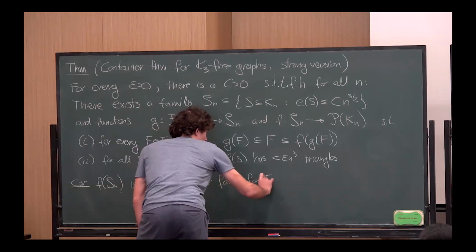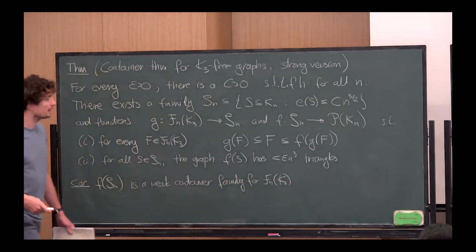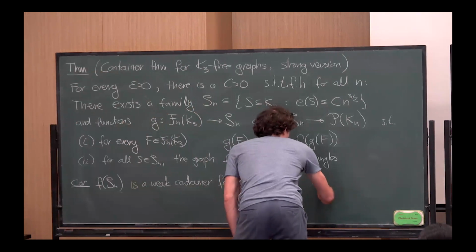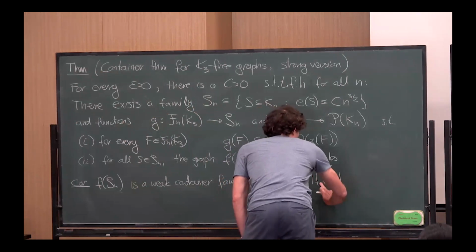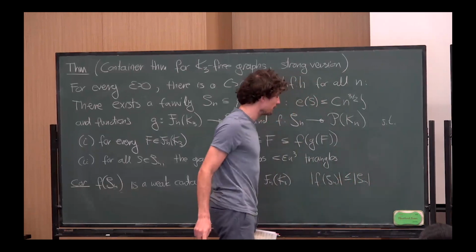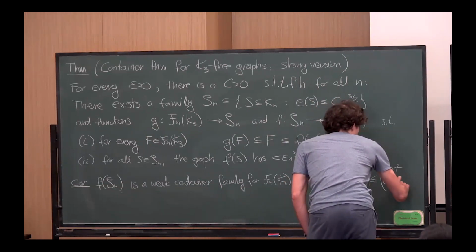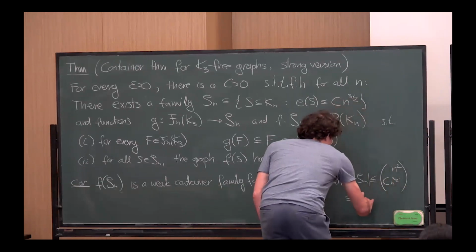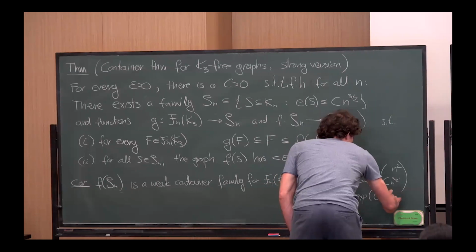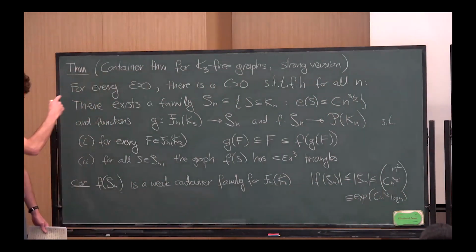For all the triangle-free graphs. In particular, the strong version implies the weak version, because the size of this family, well, F is a function, so the size of the image is at most the size of the domain, and this is at most n squared choose Cn^{3/2}, which is exponential in Cn^{3/2} log n. So this is how log n really appears in the exponent.